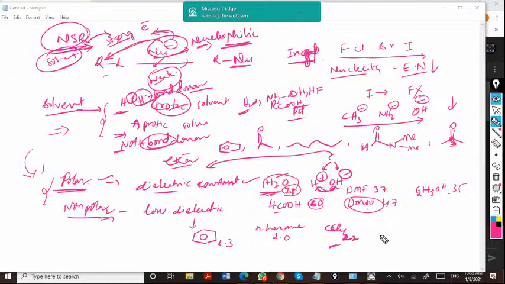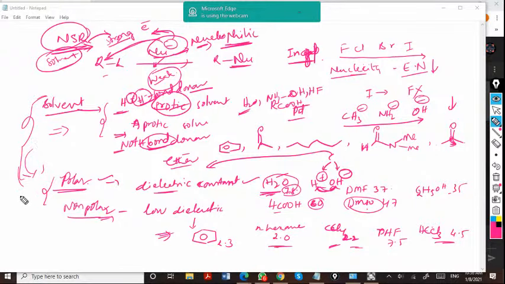So CCl4 and CHF, 7.5, and chloroform, it is 4.5. Make a note of every solvent and everything, because these are going to be useful to identify whether the given reaction is undergoing in polar solvent or non-polar solvent, in protic solvent or aprotic solvent. So this is for the lifetime chemistry observation.